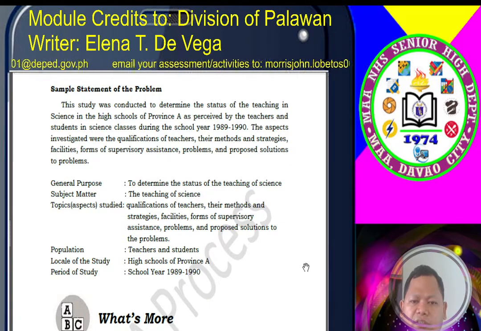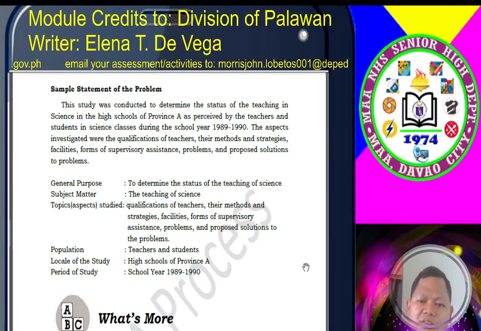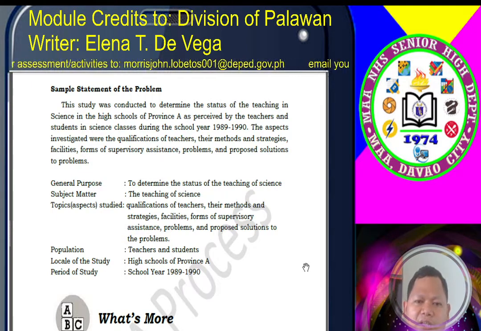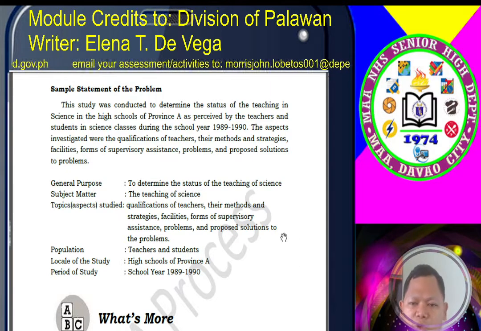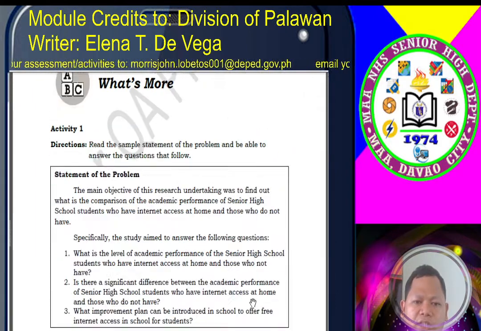As you can see here, the center of the problem is related and interconnected with the scope and delimitation. I'll just present later the separate part of the statement of the problem in our own format. What's more? Activity 1, again, you do this activity. Answer it on a yellow paper. Read the sample statement of the problem and answer the questions that follow.